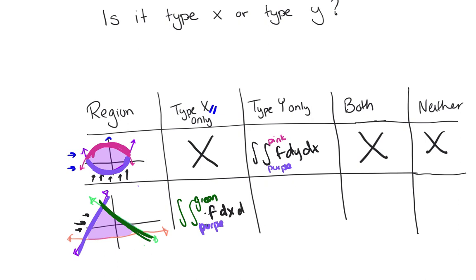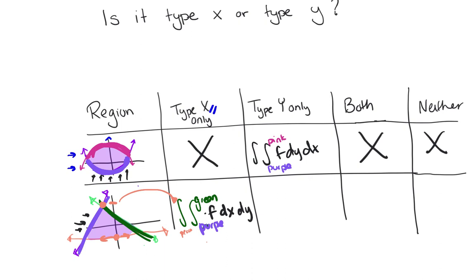That's going to work. And then dy would just have on the bottom that peach, whatever that number is, right? That's a set number because it's a nice straight curve. And then whatever that top is would go here. So that does work for type X.